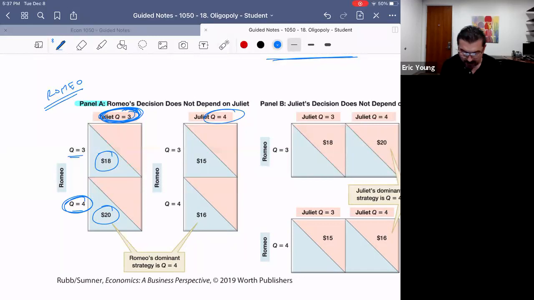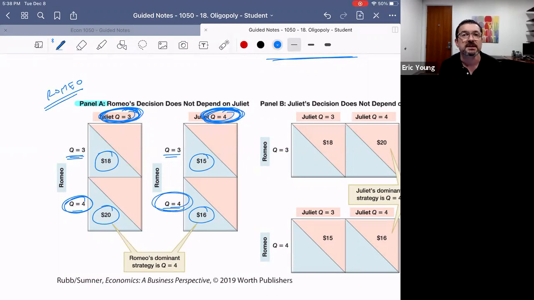Now let's see what happens if Juliet decided to make 4. If Juliet makes 4 and Romeo makes 3, he makes $15. But if Juliet makes 4 and Romeo makes 4, Romeo pulls in $16. So if Juliet makes 4, Romeo's best bet, make 4.